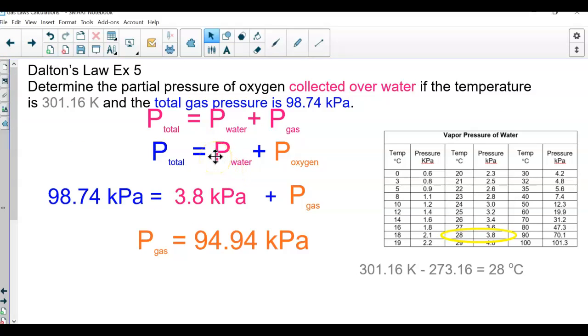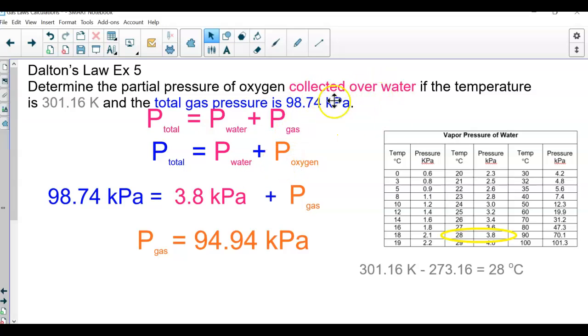Okay, final example for Dalton's Law 1. It says determine the partial pressure of oxygen collected over water if the temperature is 301.16 Kelvin and the total gas pressure is 98.74 kPa. Okay, so we know P total equals P water plus P gas. P total equals P water plus P gas. Just a little bit of coloring there to help you understand.